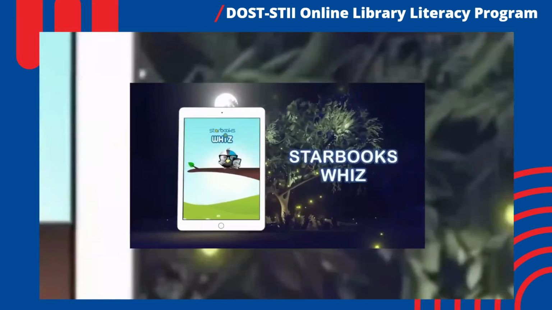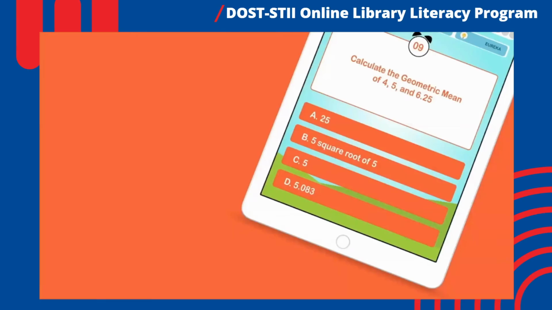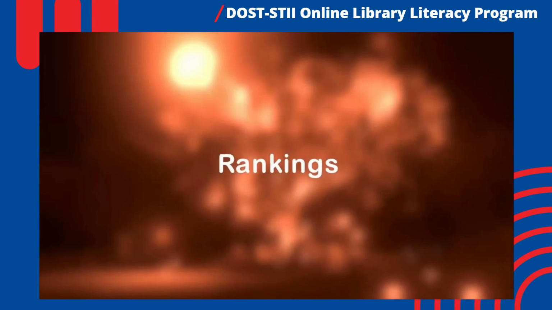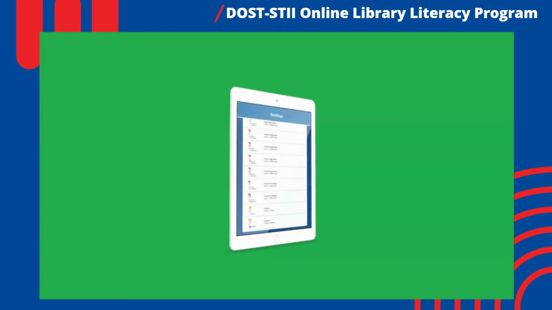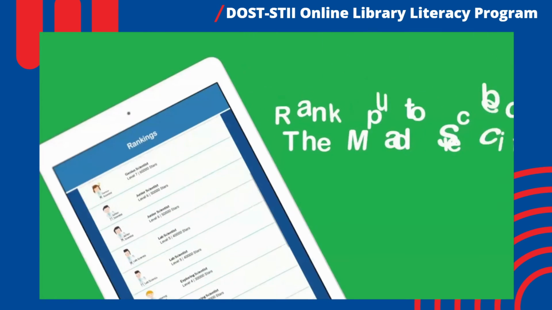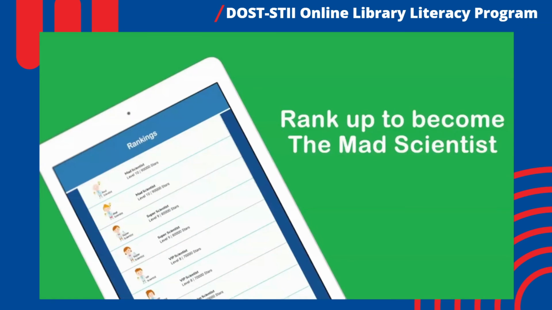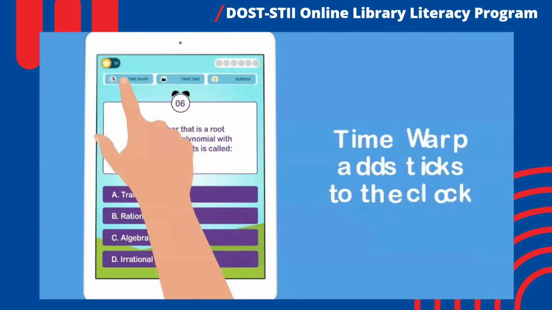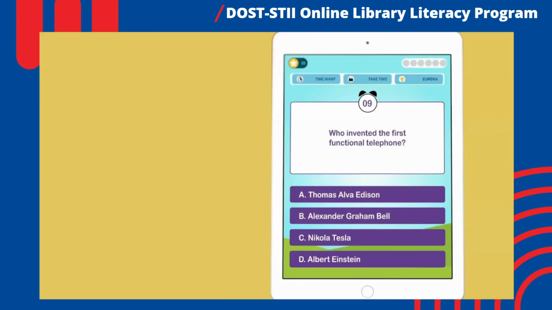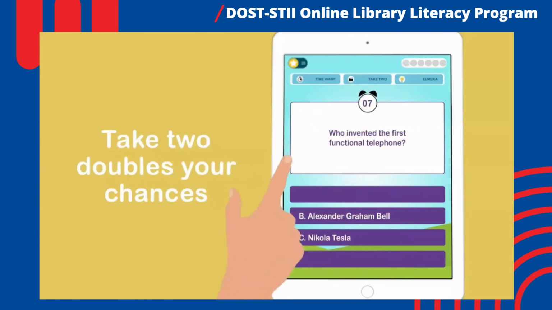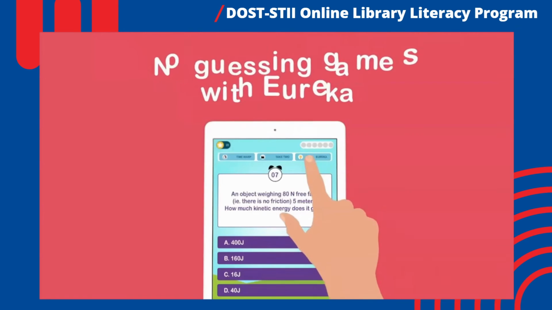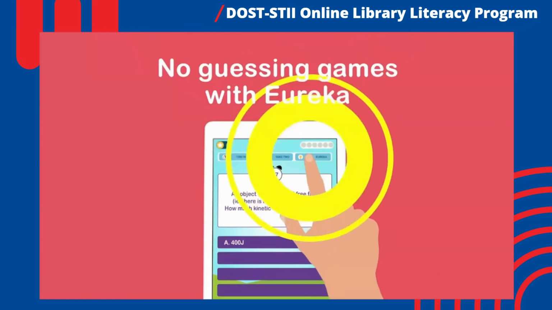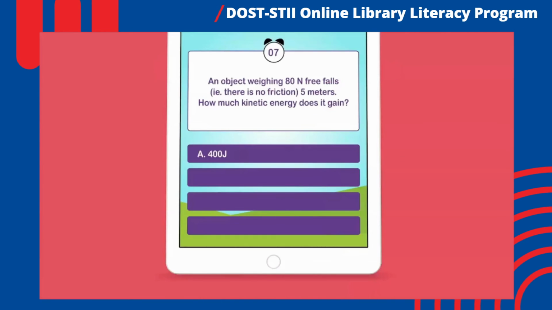Starbooks Wiz. Earn stars by getting questions right, winning battles, and getting daily rewards. Get more stars and you'll quickly rank up. Get on top of the game by becoming the mad scientist. Get more time to think with Time Warp. Clear away 2 wrong choices by engaging Take 2. Or summon Eureka and the answer will be revealed instantly.